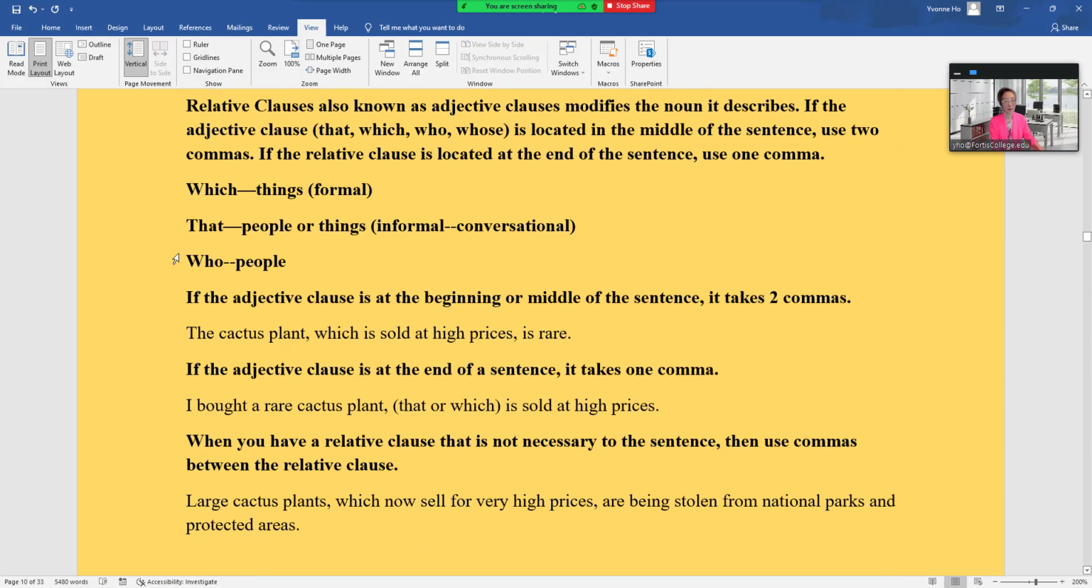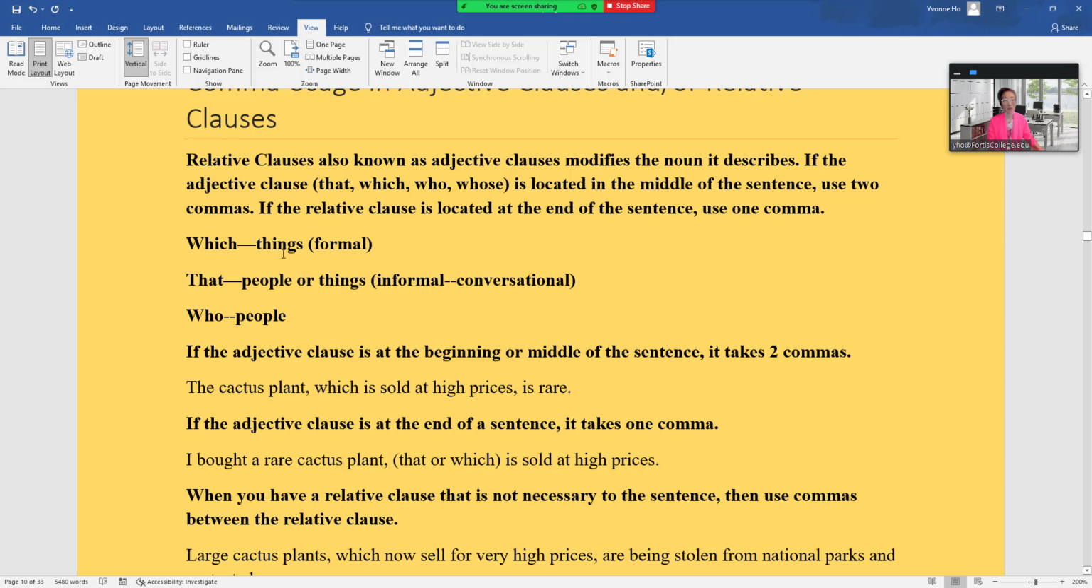So here's an example. And we use "which" when we talk about things, and "which" is more formal than "that." So if you have a choice between "the table which is made of wood" and "the table that is made of wood," if I'm talking to my friends, I would say "the table that is made of wood," because that is more informal, more conversational. But if I'm going to write a paper, I would write "the table which is made of wood," because that's considered more formal English. And then we use "who" for people only.